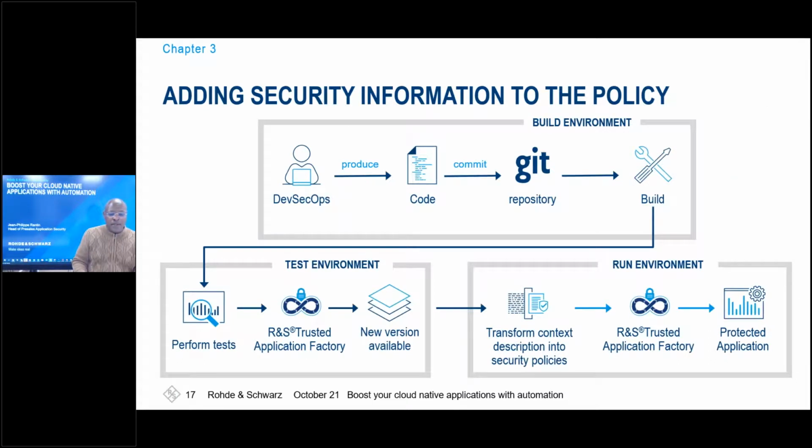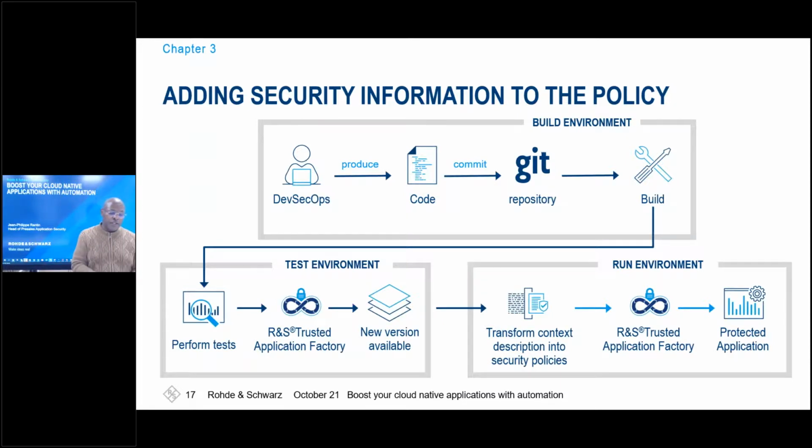So how do we add security into your deployment? We can actually interact in different phases: during the building, during the test and the running phase. Usually you will have someone from the DevOps team in charge of the security, that DevSecOps member, who will produce the configuration for the trusted application factory. We'll commit and then push it to the Git repository and start the build phase.